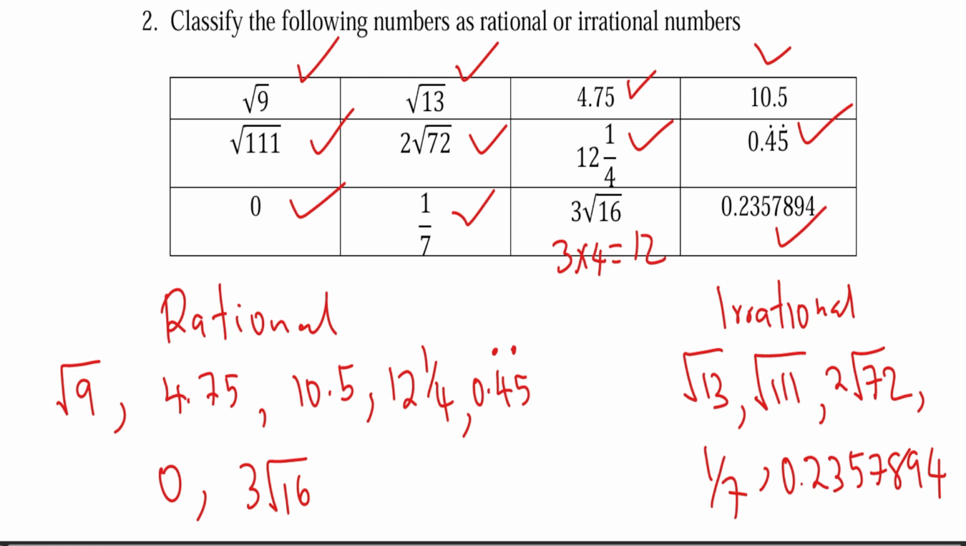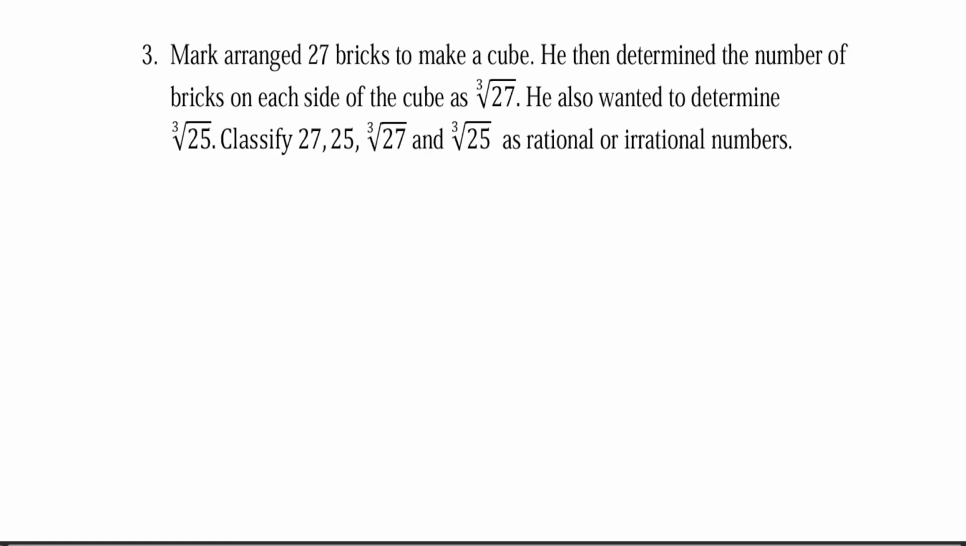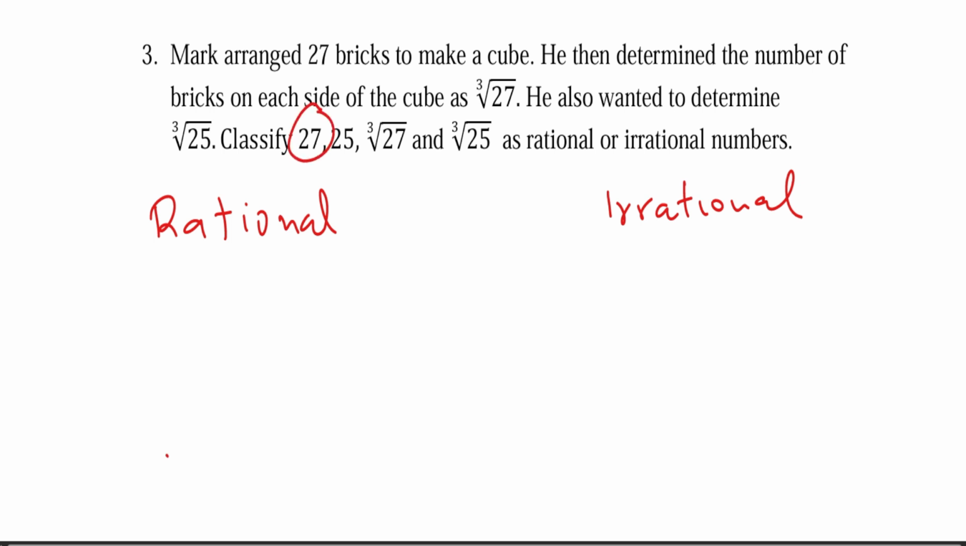So let's go to the last question, question 3. Mark arranged 27 bricks to make a cube. He then determined the number of bricks on each side of the cube as the cube root of 27. So he also wanted to determine the cube root of 25. Let's classify 27, 25, cube root of 27, and cube root of 25 as rational or irrational numbers. For 27, obviously it's rational. All whole numbers are rational numbers. 25 is also a rational number.